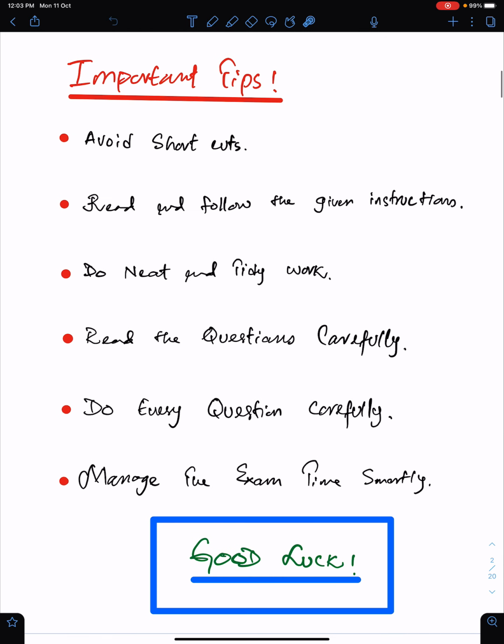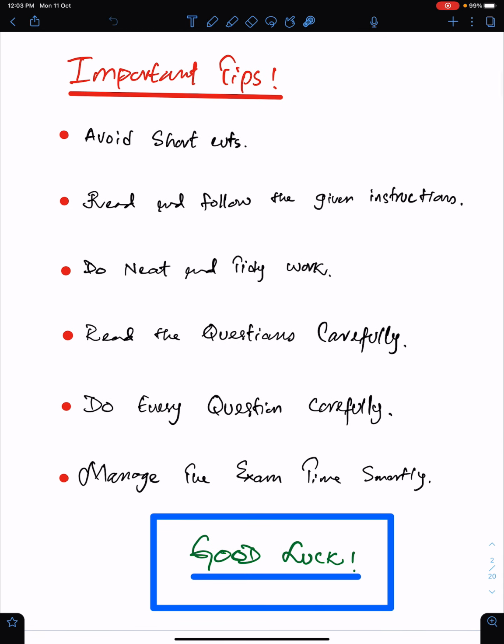Here are some important tips to solve the paper in a good way. Number 1, avoid shortcuts to avoid careless mistakes. Number 2, read and follow the given instructions. Number 3, do neat and tidy work. Number 4, read the questions carefully. Number 5, do every question with good concentration. And the last tip is manage the exam time smartly. Good luck to everyone.